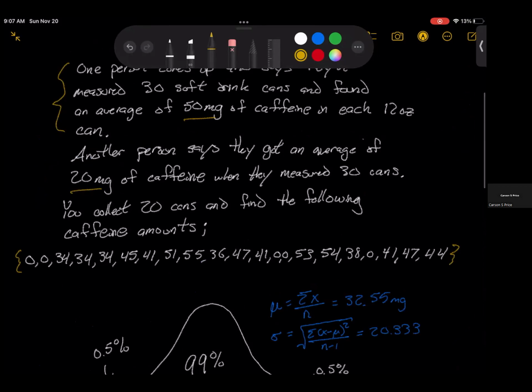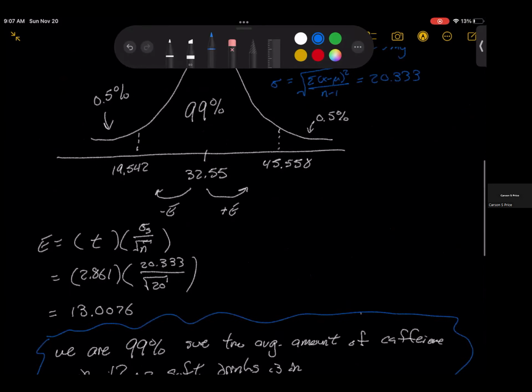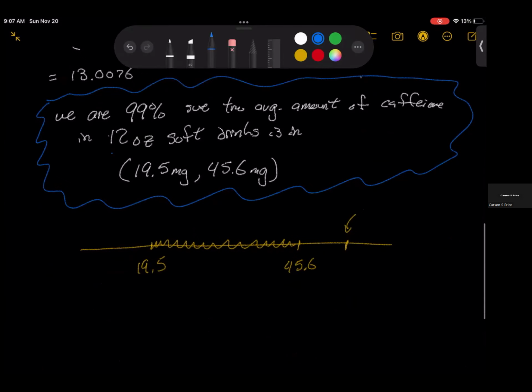The second guy says that from their sample of 30 cans, they have an average of 20 milligrams. So I go down to my confidence interval. I'm 99% sure that I'm somewhere in here, and 20 is inside that interval. So I can't really dismiss that person. They might be telling the truth.